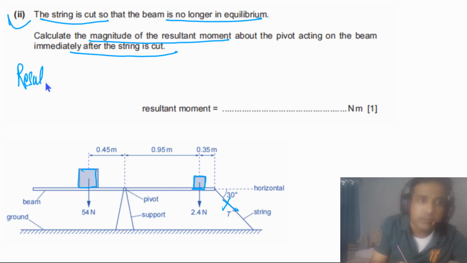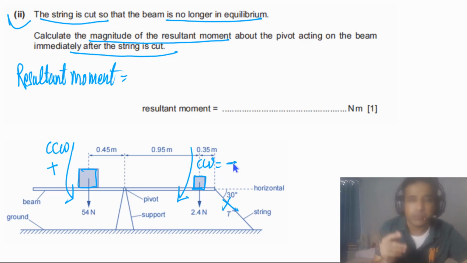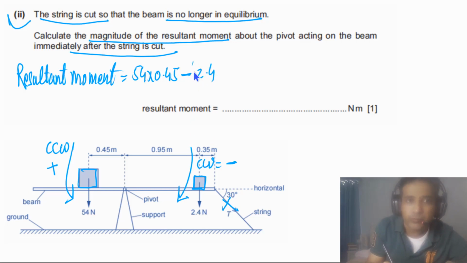So simply we can say resultant moment. The moment due to this block will be counterclockwise, the moment due to this one will be clockwise. The counterclockwise moment we will take as positive, and the clockwise moment as negative, and the sum of these moments is equal to the resultant moment. So the moment due to this block will be equal to 54 times 0.45, and this one has to be positive, and the moment due to this small block has to be negative because this is clockwise, so we write 2.4 here, multiplied by 0.95.